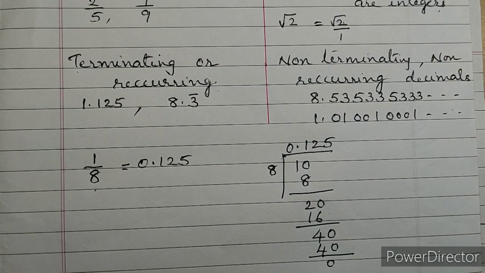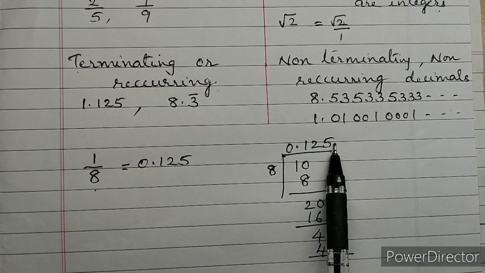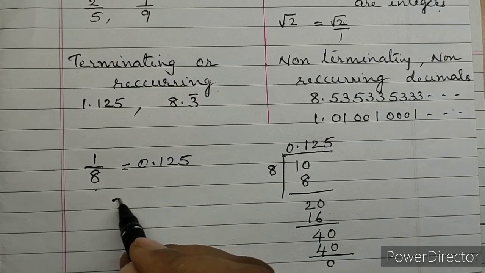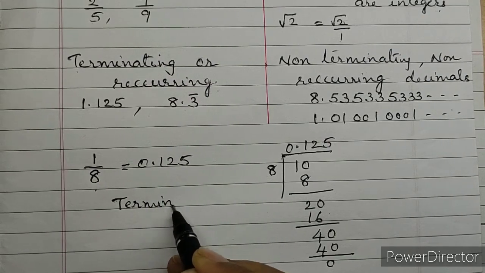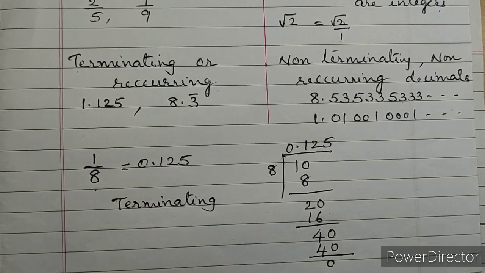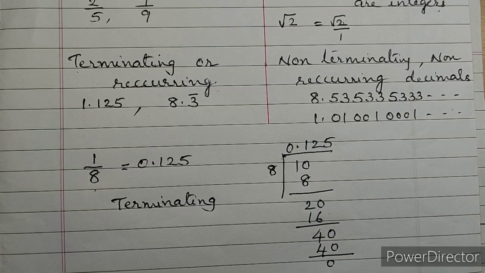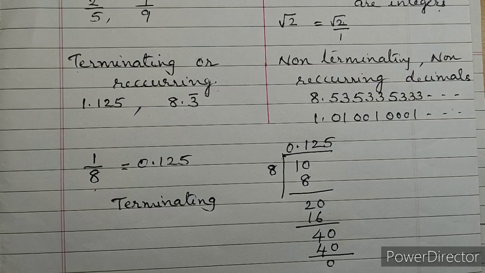Which type of decimal expansion is that? It is stopping here, so it is called terminating. It is terminating decimal expansion, or it is rational number. So like this, any fraction if it is given, you can convert to decimal expansion by normal division. Like that 10 by 3, you just try it. So try different fractions and check whether they are terminating, non-terminating, recurring or non-recurring decimal expansions.